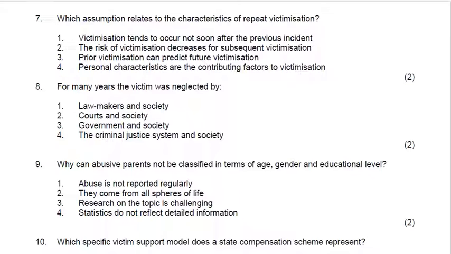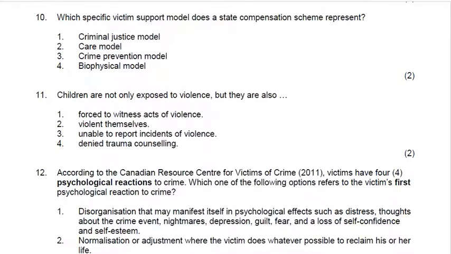Next question. Why can abusive parents not be classified in terms of age, gender, and educational level? The answer is 2. They come from all spheres of life. That is found on page 48 of our study guide. Question 10. Which specific victim support model does a state compensation scheme represent? The answer is 2, which is care model. That is found on page 77 of our study guide.